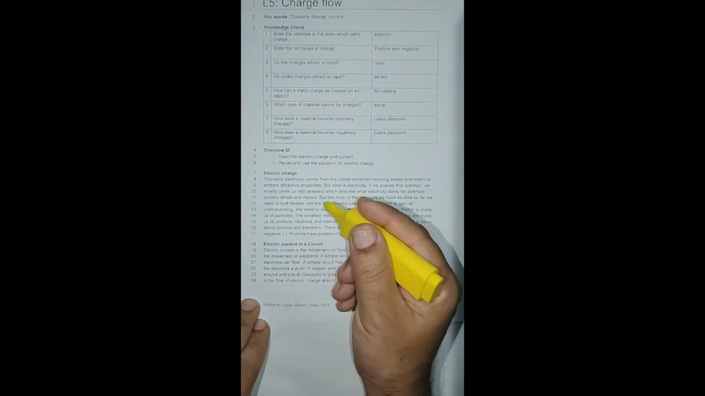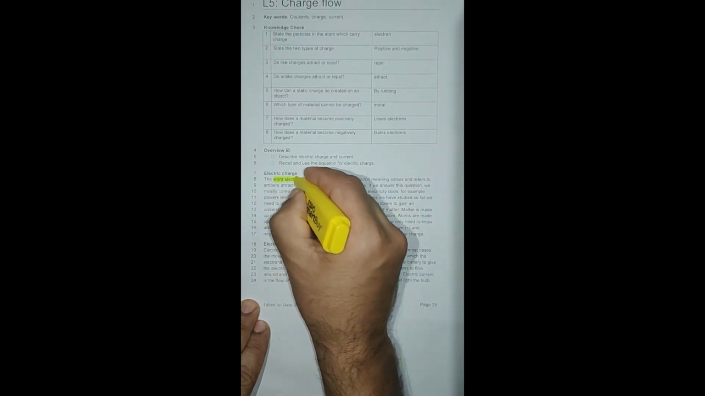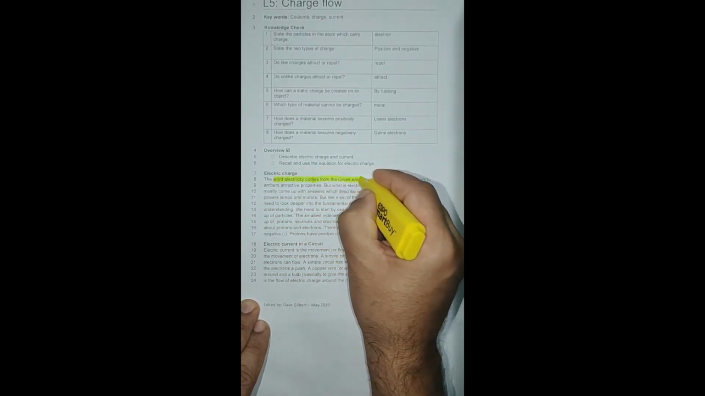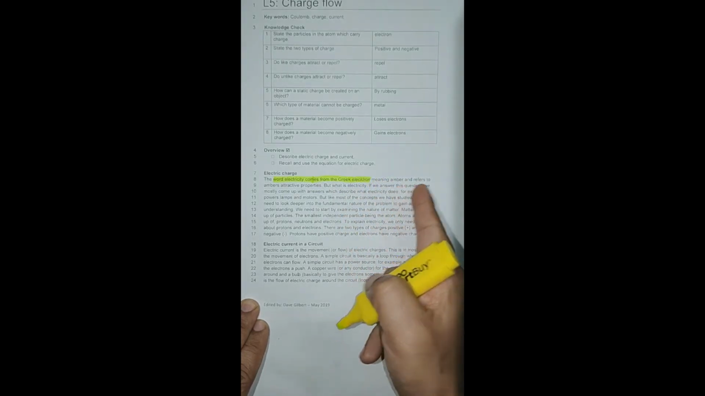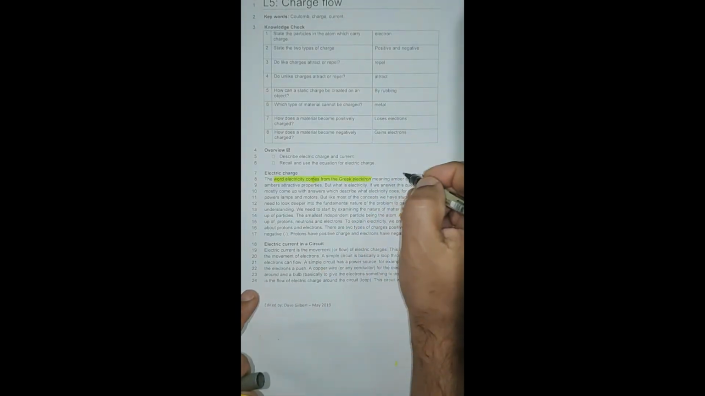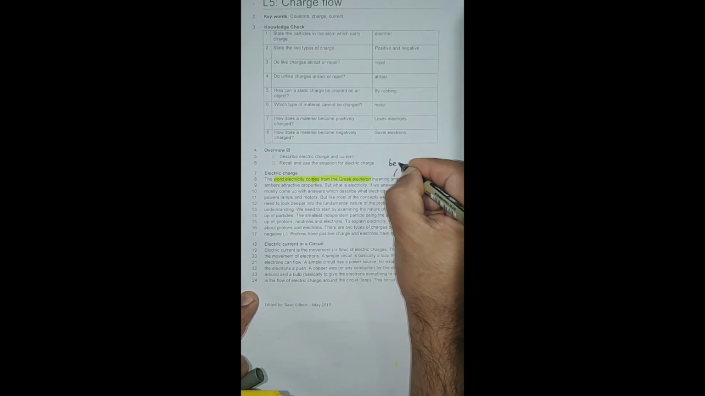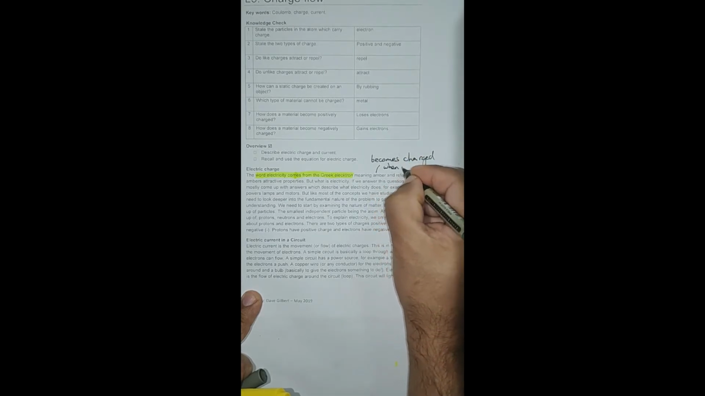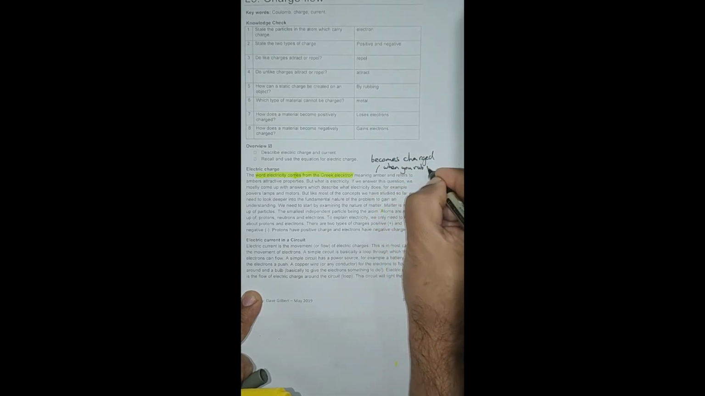Electric charge. The word electricity comes from the Greek word electron, meaning amber, and refers to amber's attractive properties. What the Greeks noticed was that when you rub amber, it becomes charged. And when you hold it against dust or hair, it starts attracting the dust or the hair, or any other object which is light.